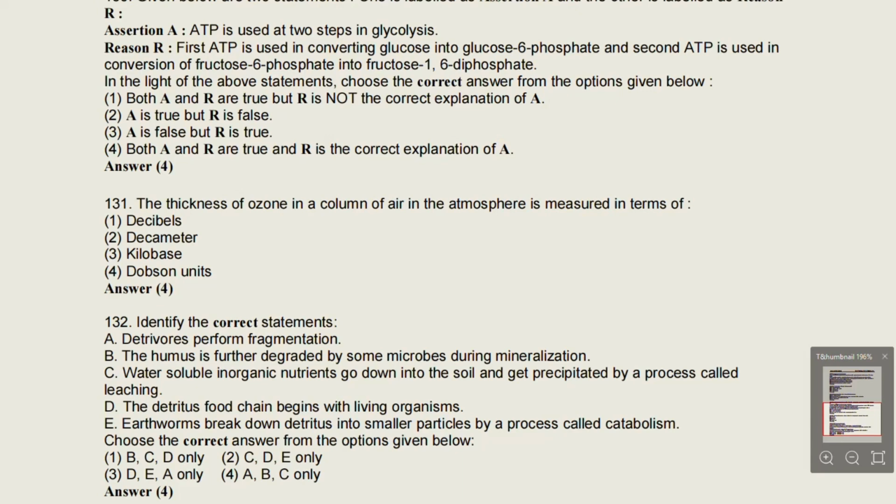So the next one is, identify the correct statement. A, detritivores perform fragmentation. B, the humus is further degraded by some microbes during mineralization. C, water-soluble inorganic nutrients go down into the soil and get precipitated by a process called leaching. D, the detritus food chain begins with living organisms. E, earthworms break down detritus into smaller particles by a process called catabolism. So D and E are wrong statements. So the answer is option 4, A, B, C only. And this question is taken from Unit 6, Chapter 1, Sexual Reproduction in Flowering Plants.